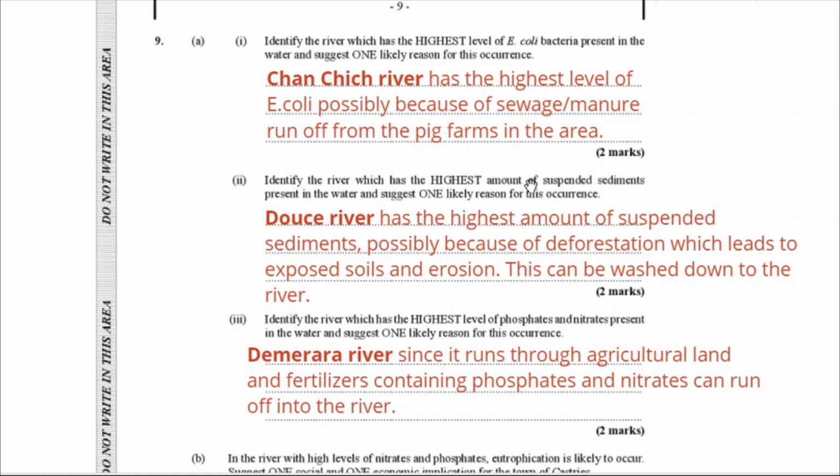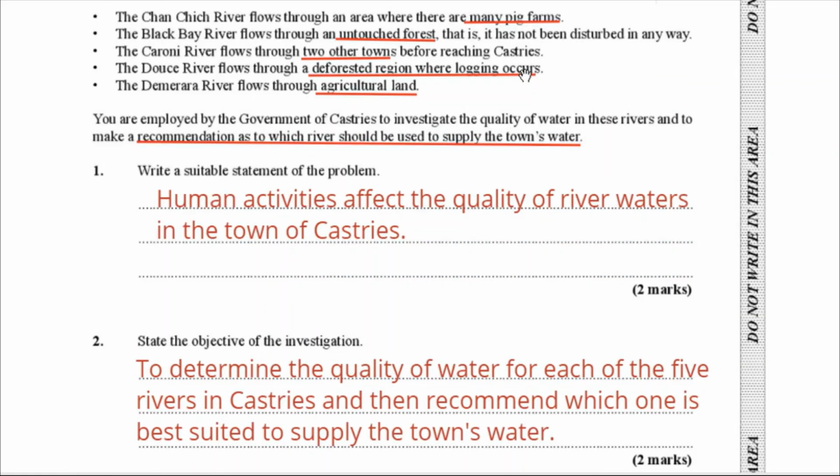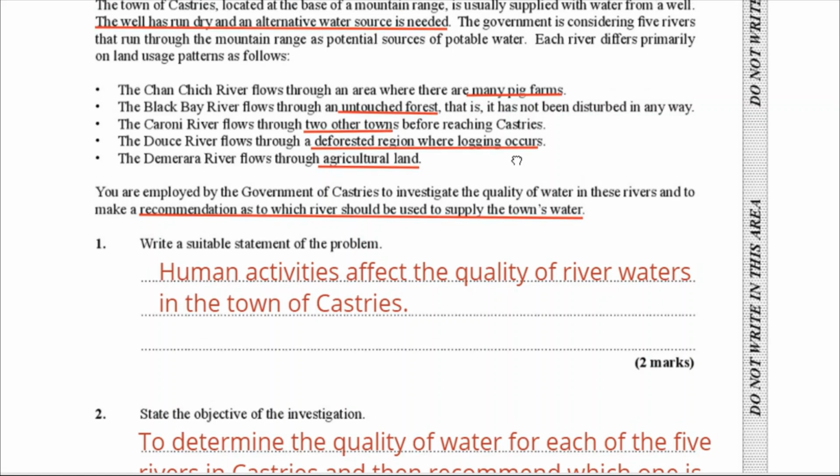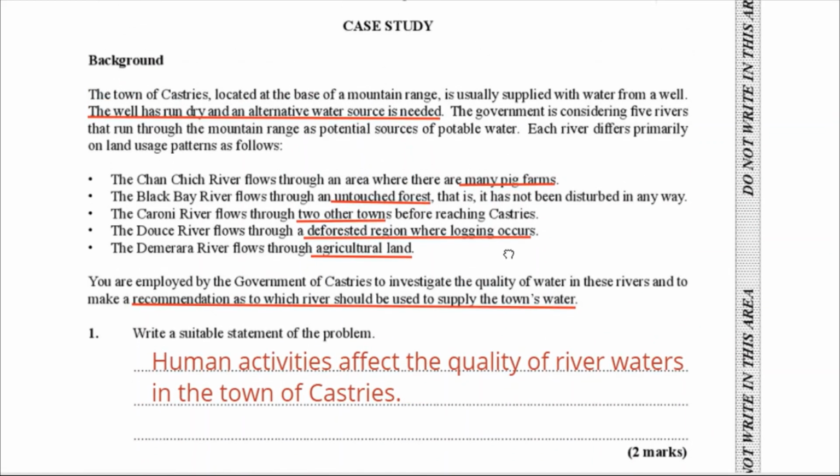Remember, you're still analyzing and interpreting the information provided. So this river is likely to have such high amounts of bacteria because of the presence of sewage or manure that could have run off from the pig farms in the area. Remember, we had that information way at the beginning. It said the Shanxi River flows through an area where there are many pig farms. So this is how we're using the information and connecting it to the data that is there.